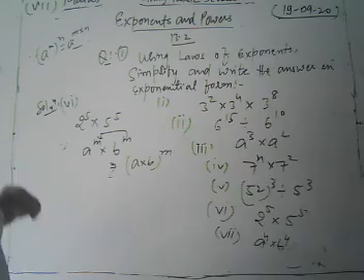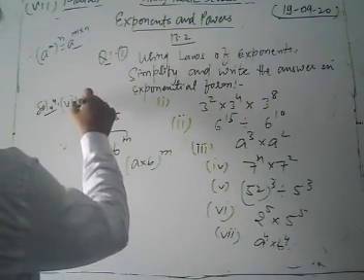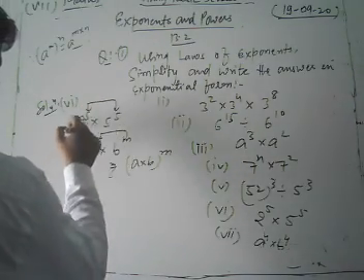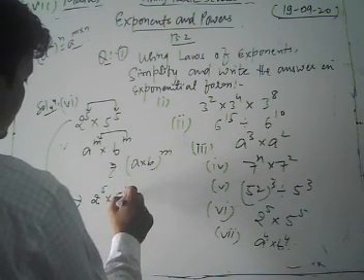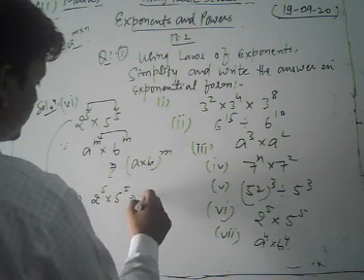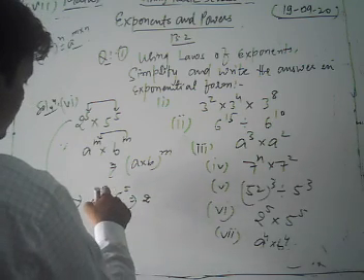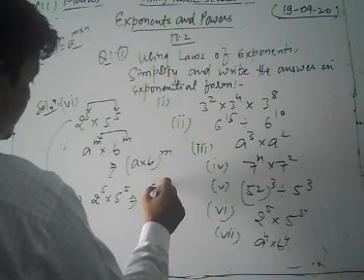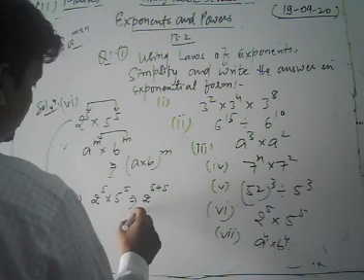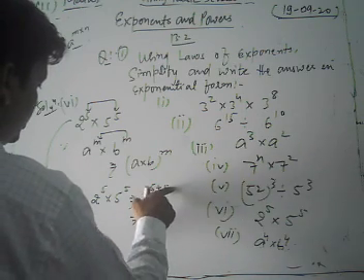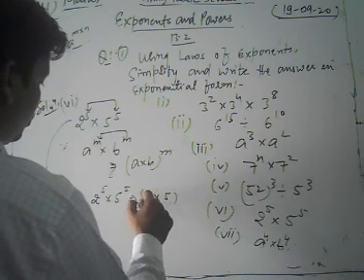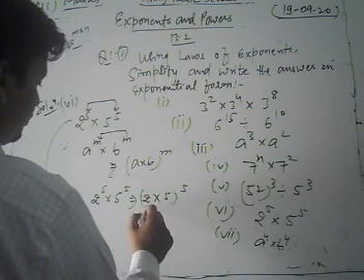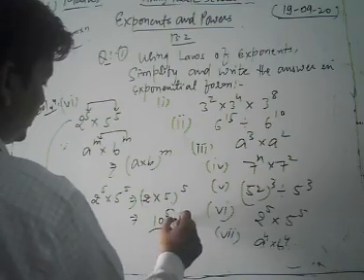Let's see. Here the powers of 2 and 5 are the same, so we can write 2 to the power 5 into 5 to the power 5 as 2 into 5 to the whole power 5. So we can write 10 to the power 5. So this is our final answer.